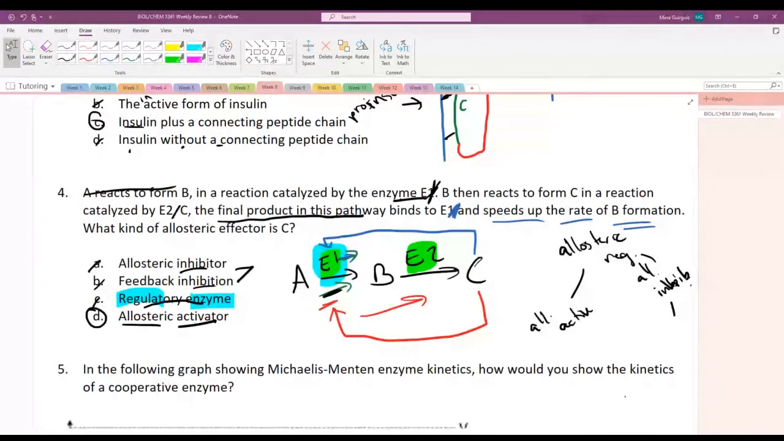All right. So that's kind of the main ways we talk about regulation. There are quite a few more, obviously, but those are the bigger ones that I really want to focus on. Now let's talk about kinetics, or rather, let's talk about how regulation affects kinetics, okay?